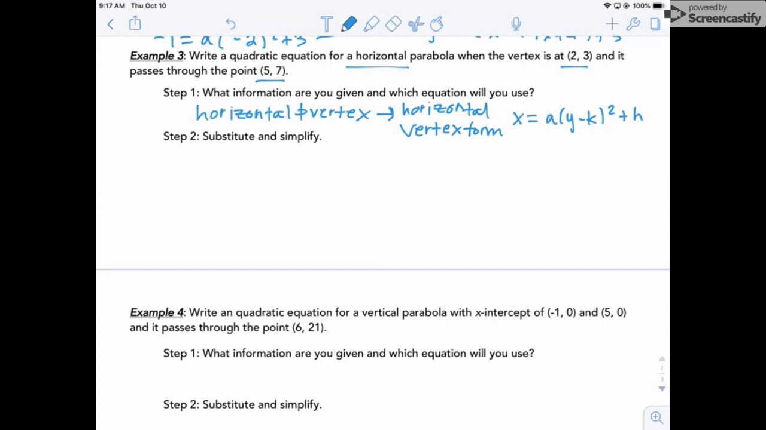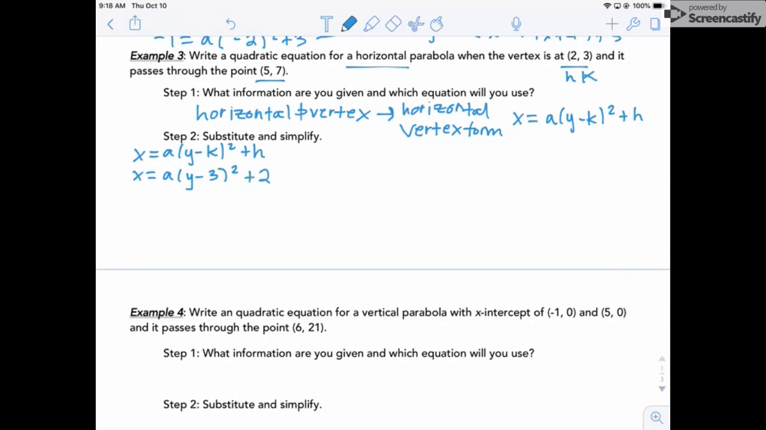So for step 2, we need to substitute and simplify. Again, our starting point is x equals a times (y minus k) squared plus h. Now we need to plug in what we know. Well, all we really know right now is our vertex. So our h and our k is 2, 3. That's h, k. However, we need to be careful this time because this is a horizontal parabola, so we need to make sure our h and our k go where they're supposed to go. So if we plug in, we get x equals a times (y minus 3) squared plus 2, since k is 3 and h is 2.